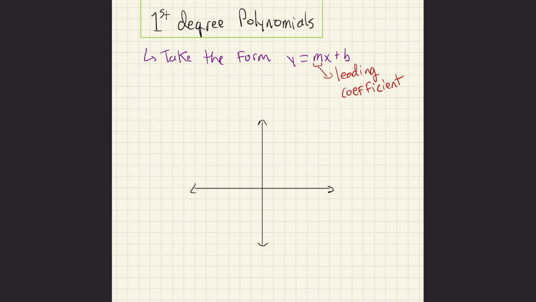So let's say we're talking about first degree polynomials. Well, the first thing to note is that they always take the form of y is equal to mx plus b, or the slope intercept form. And the m, or the slope, is what we call the leading coefficient because it's next to the highest degree, which would be the x. The b over here is just your constant, and that would tell you where it is intersecting with the y.